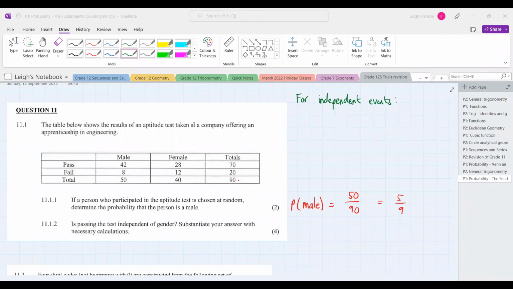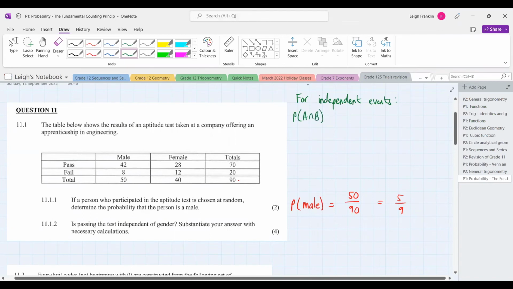So for independent events, all right, so let's say A and B are independent events. So the probability of A and B has to be equal to the probability of A times the probability of B. So we can use that to prove that events are independent or that they're not independent. So if the left-hand side equals the right-hand side, then the events are independent. If the left does not equal the right, then the events are not independent.